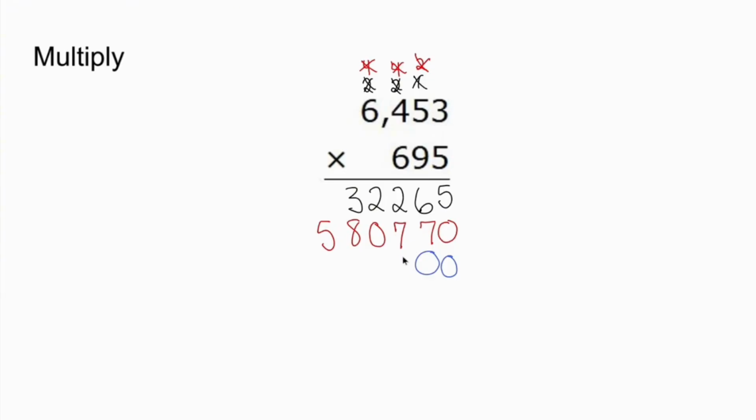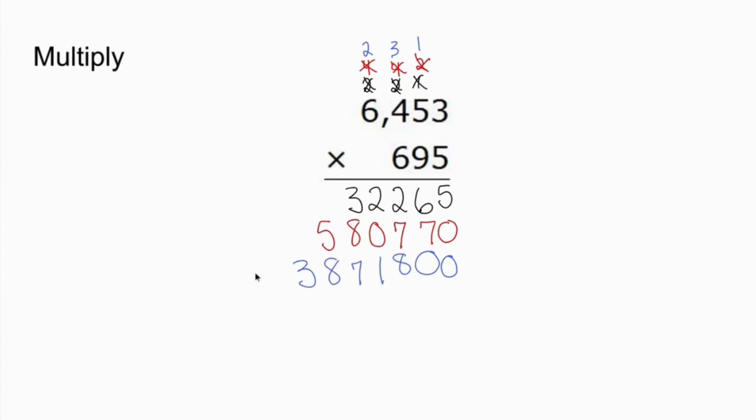6 times 3 is 18. Write out your 8, carry the 1. 6 times 5 is 30. 30 plus 1 is 31. Write out your 1, carry over your 3. 6 times 4 is 24. 24 plus 3 is 27. Write out your 7, carry over the 2. 6 times 6 is 36. 36 plus 2 is 38. So write out all of 38.